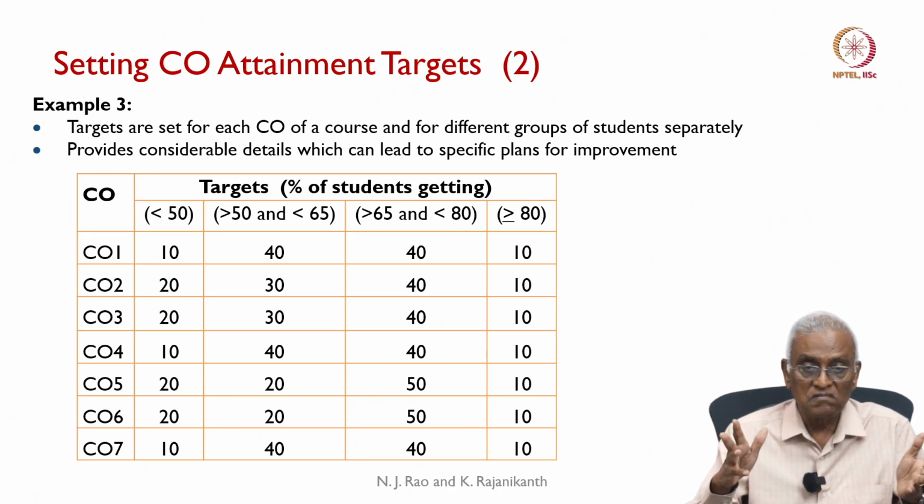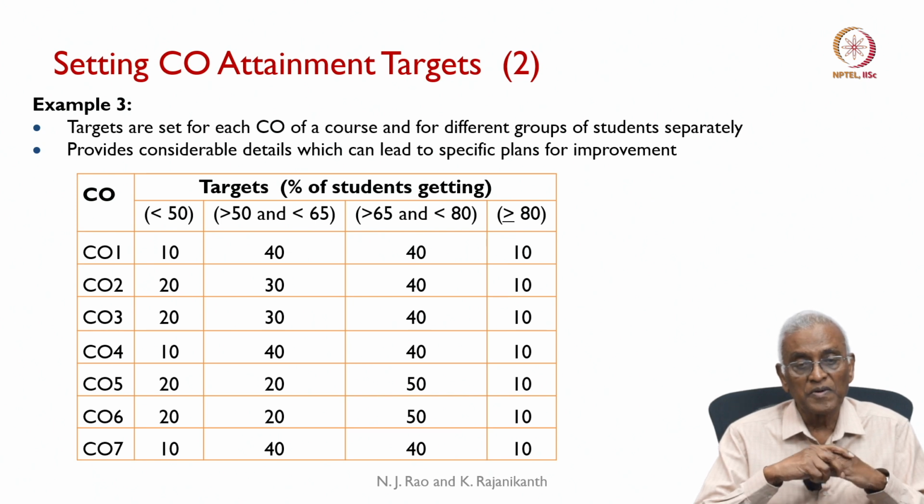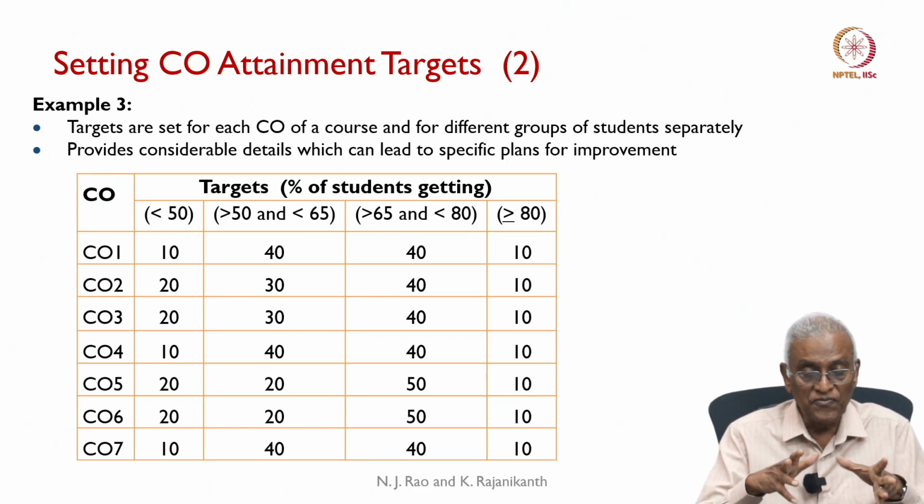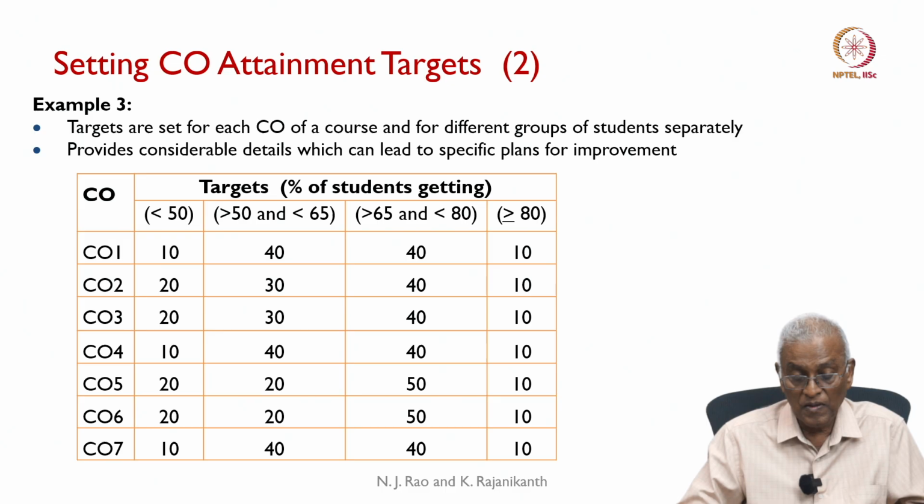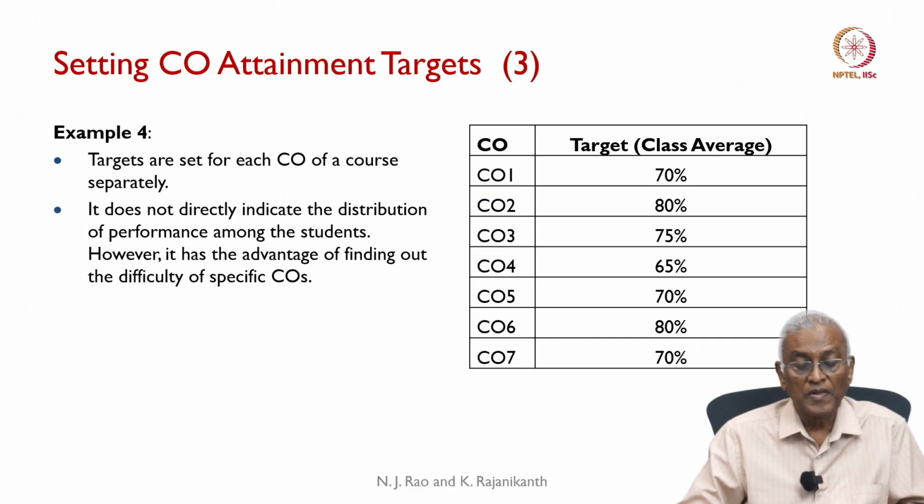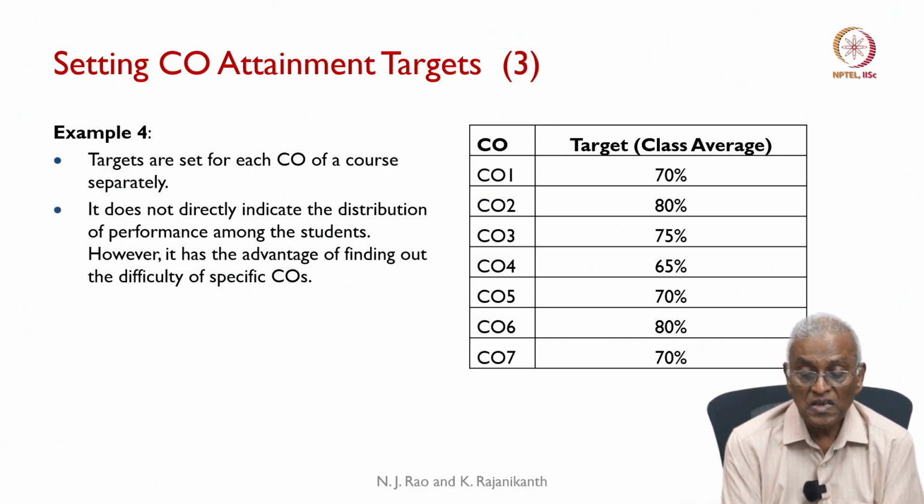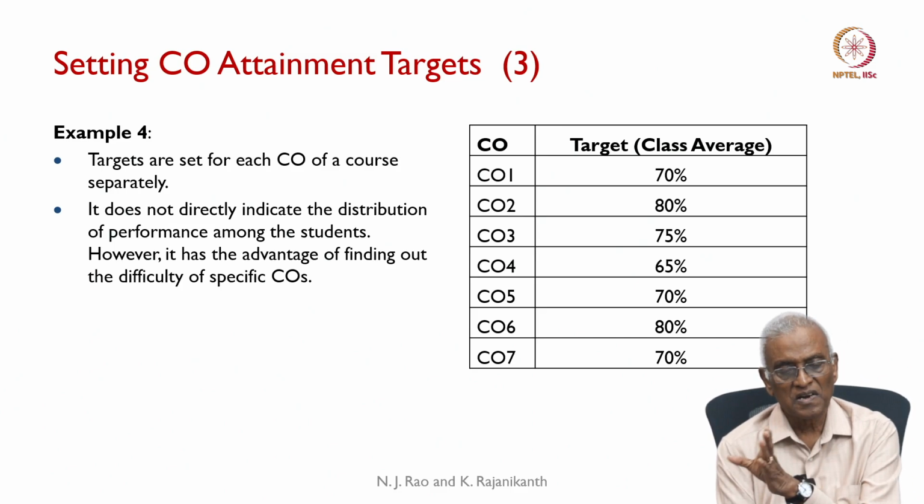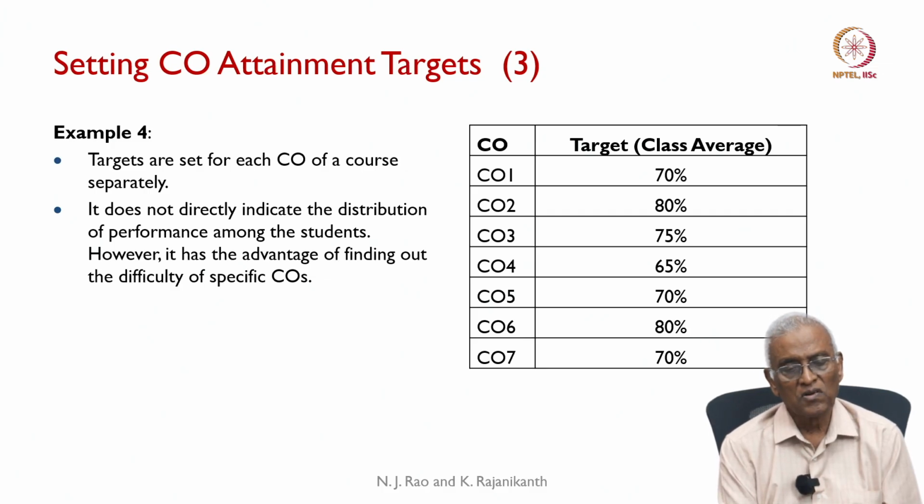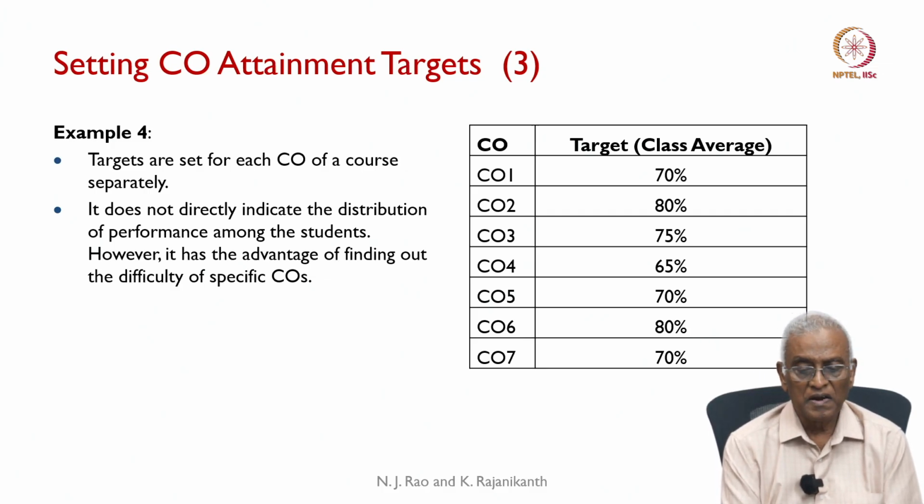Should we do that? The department or the faculty will have to decide whether you want such an elaborate detail. And even if you get that information, what are you going to do? That also you should be clear about. That is one sample. Another sample: we don't take the percentage of students falling under different categories. I will only take the class average, but I will set different targets for different COs. That is another way of doing it.